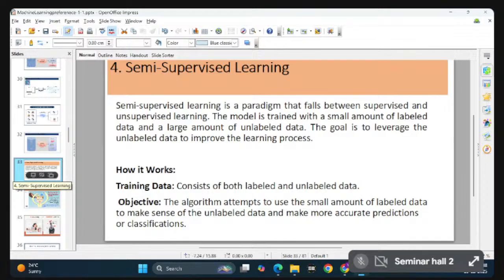In this semi-supervised learning, it contains both, and most of the part will be in labeled form. Some part will be in unlabeled form. Madam, how much percentage, we cannot say. It will depend upon the data. Write down the definition for semi-supervised learning.